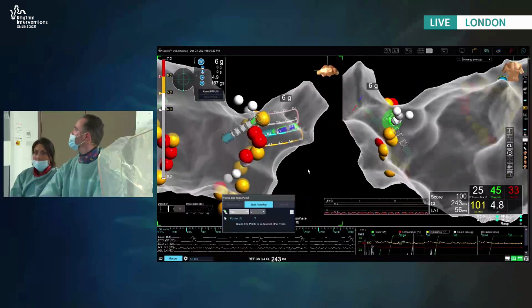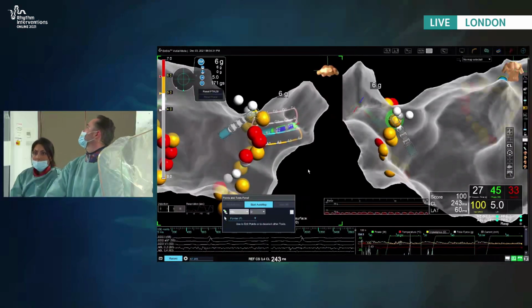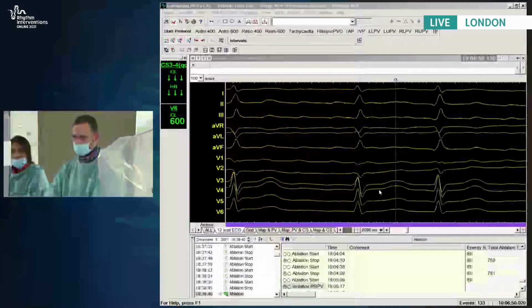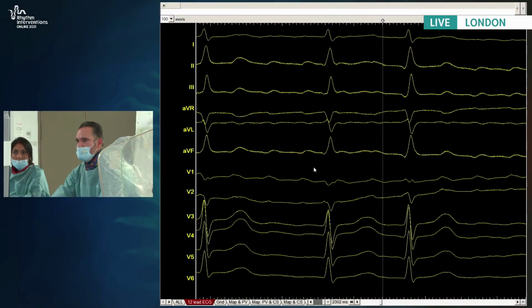I suppose we've got a little bit of time left. Maybe I'll do, shall I set up for a map? Shall I map off the CS and I'll use the grid? So I'll do a little map of the left atrium using the grid.